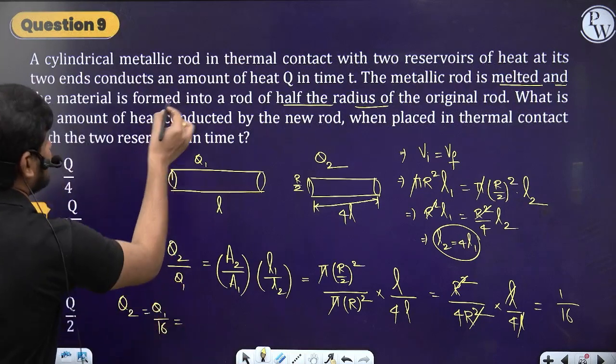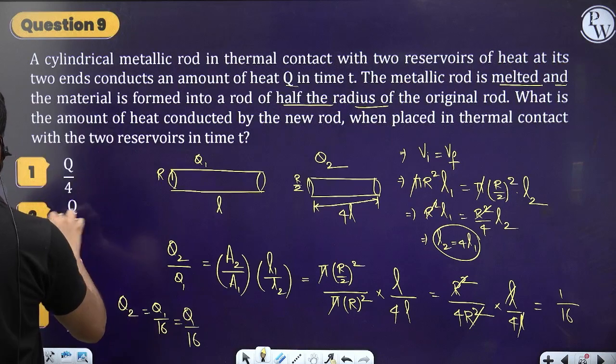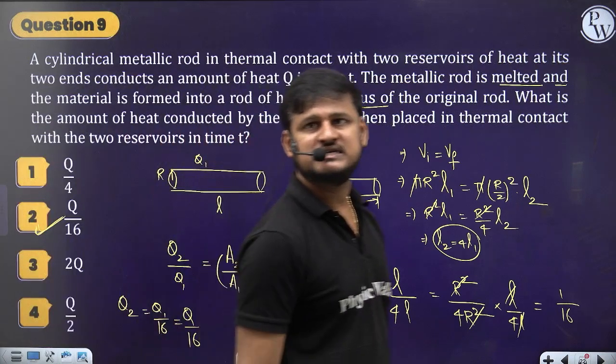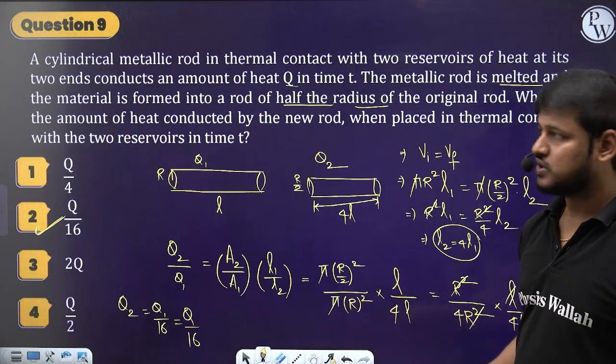So Q1 is what in the question? Q. So Q by 16. So the correct answer is option 2, Q by 16. That's it. Done. Simple questions. Okay, chalo.